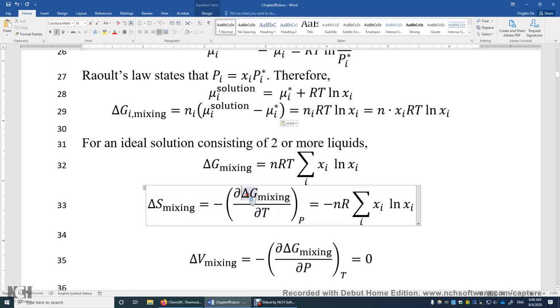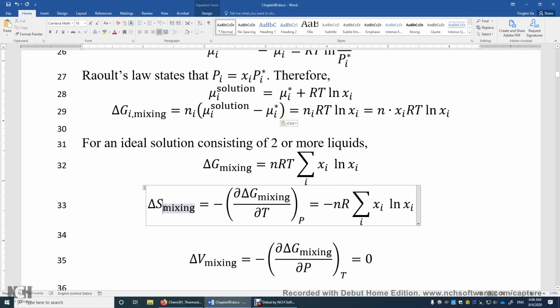When you look at this and you realize over here, this delta G mixing does include temperature in the formula. Therefore, this entropy of mixing is simply the first derivative of this with respect to temperature. And don't forget this negative sign. So you put a negative sign in front. When you see this negative sign, don't rush to a conclusion that this is negative.